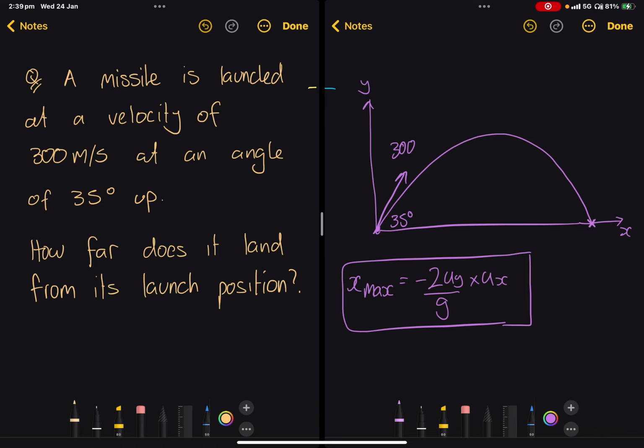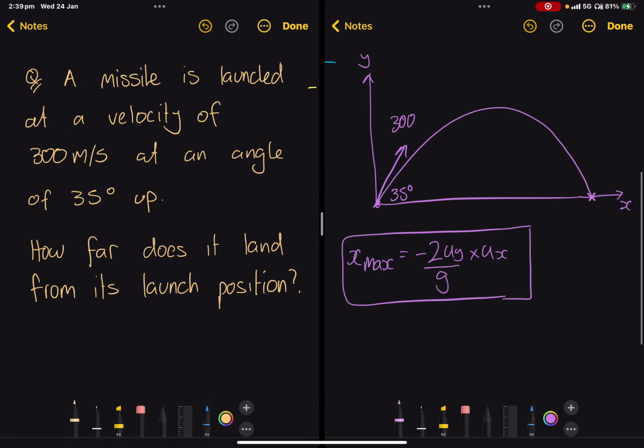Now this formula makes sense because if you launch something directly up, it has no initial velocity in x, so u of x would be 0, then the distance traveled would be 0. Similarly, if you launch something directly across, it would have no initial velocity in y, and so it would essentially not go anywhere. It would just stay where it was.